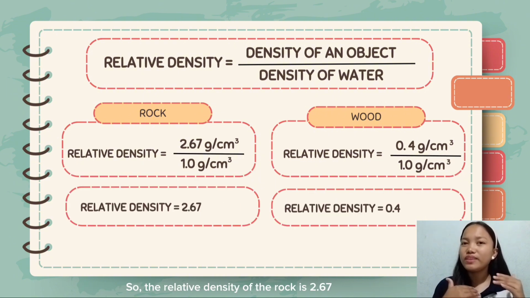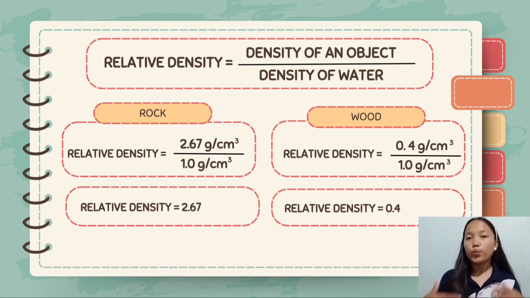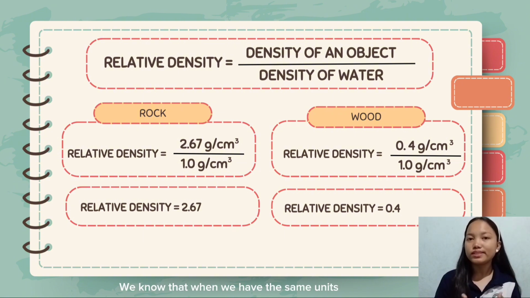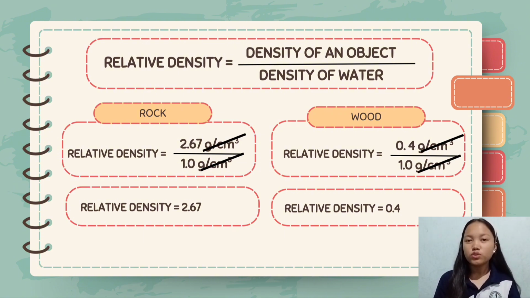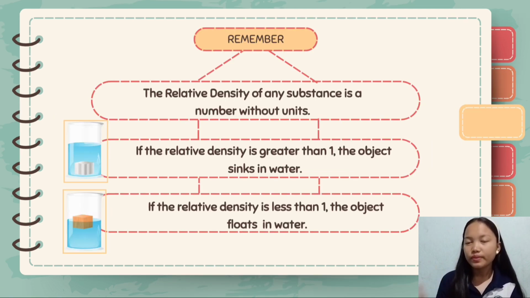So, the relative density of the rock is 2.67. The relative density of the wood is 0.4. We know that when we have the same units, we are going to cancel them. So, we are going to cancel all the units. Remember, the relative density of any substance is a number without units. If the relative density is greater than 1, the object sinks in water. If the relative density is less than 1, the object floats in water.